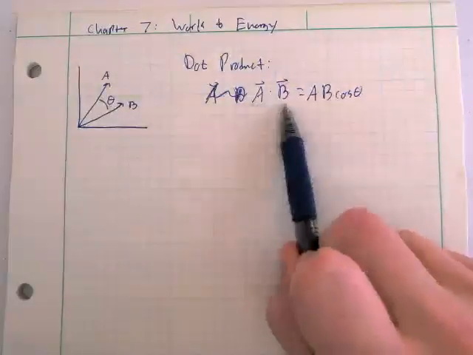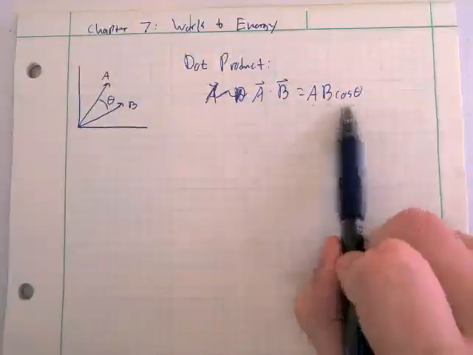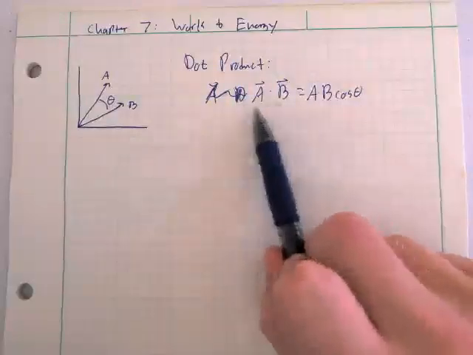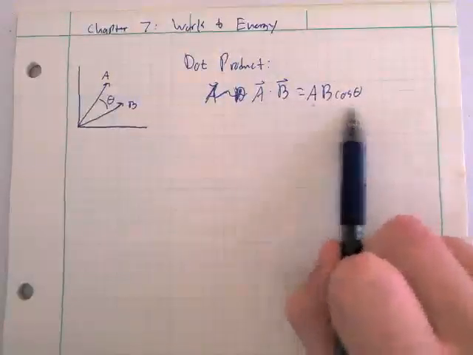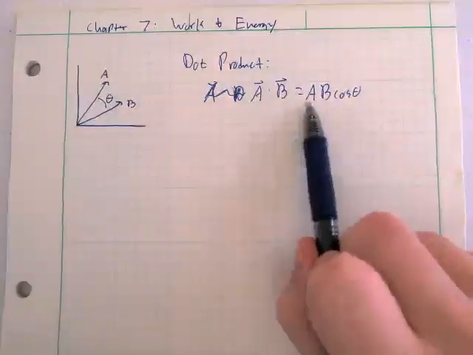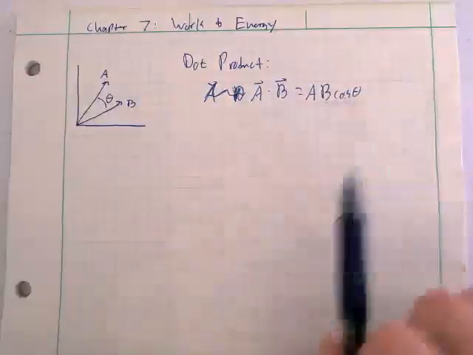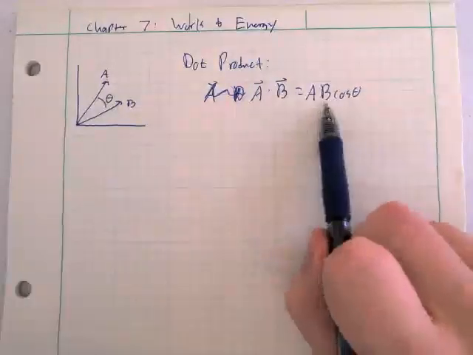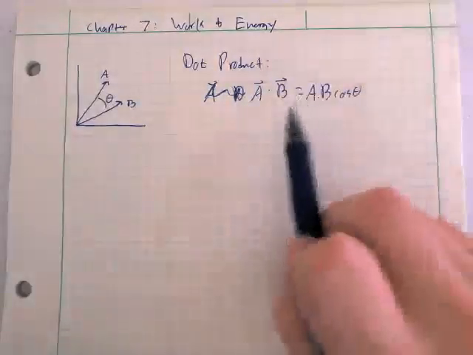Okay, so one thing to note right away: we have A and B, these are both vectors. However, this end result is actually a scalar. So I take two vectors, I multiply them together, and I actually get a scalar value, right? I just get a single amount. There's no direction associated with this. It's just A times B times cosine theta. So this can be positive or negative, and we can play around with that.